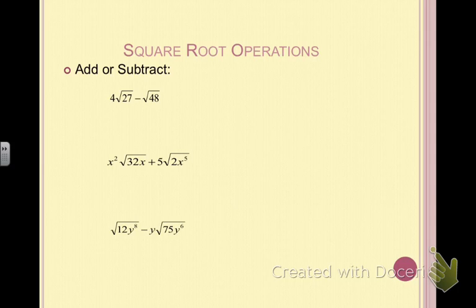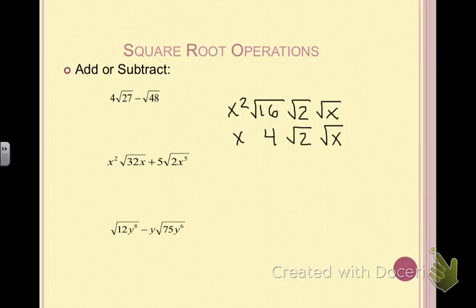The next problem is the sum of x squared times the square root of 32x and 5 square roots of the product of 2 and x to the 5th power. 32 has a perfect square factor of 16. The square root of 32 breaks into the square root of 16 and the square root of 2. The square root of 16 is 4, and the other factors, 2 and x, stay underneath the radical signs. We also have x squared in the front still as well. This gives us a final answer of 4x squared times the square root of 2x.